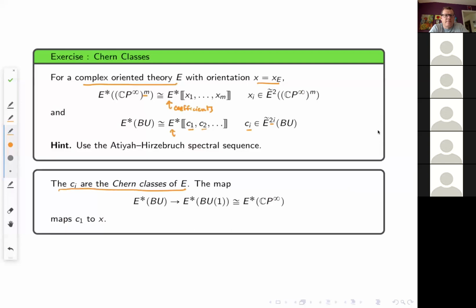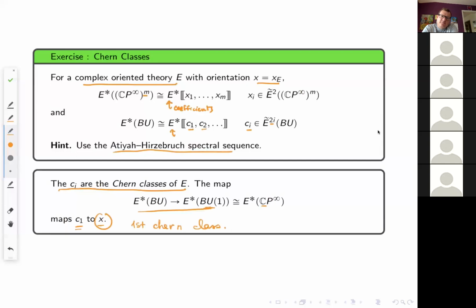You can look in Adams; the proof is there. This is also a fun exercise to think about using the Atiyah-Hirzebruch spectral sequence, if you know what that is. And BU1 and CP infinity are one and the same, and there's a map from BU1 to BU, and this map is going to take C1 to the orientation X. So this X here is like the first Chern class. That's its role in life.